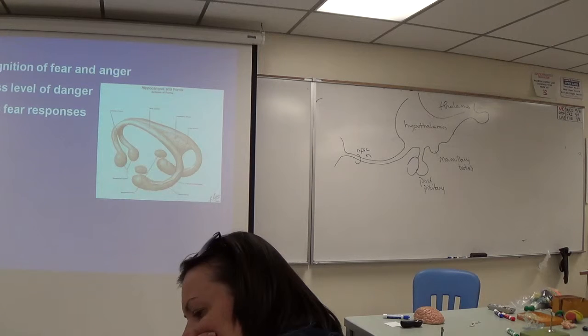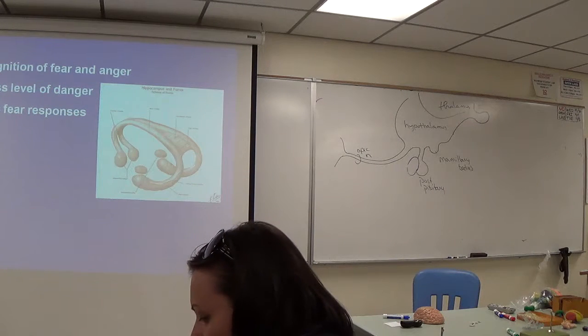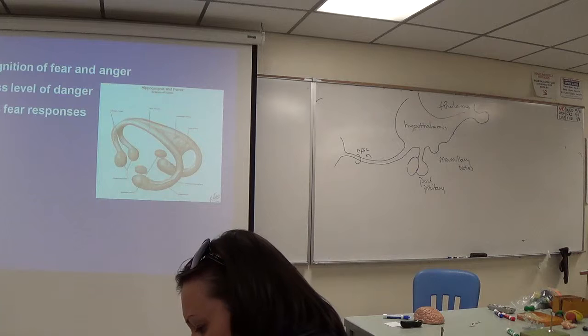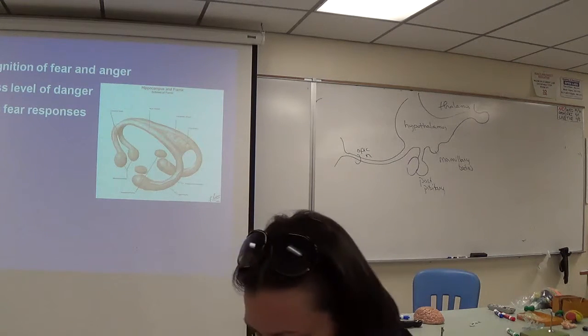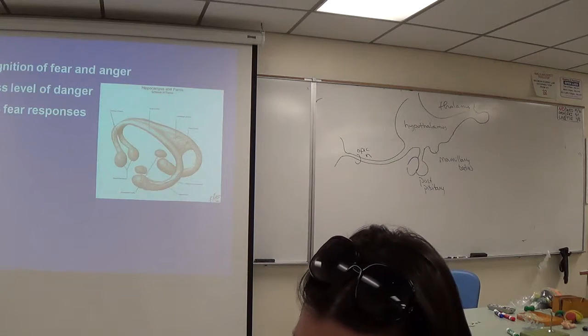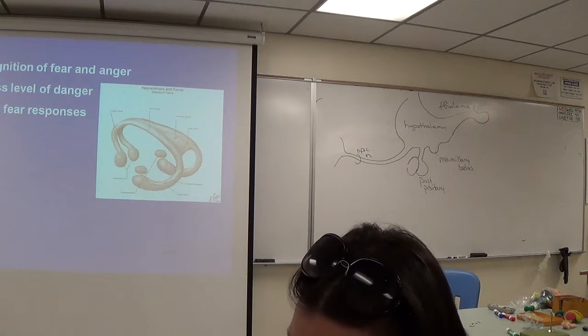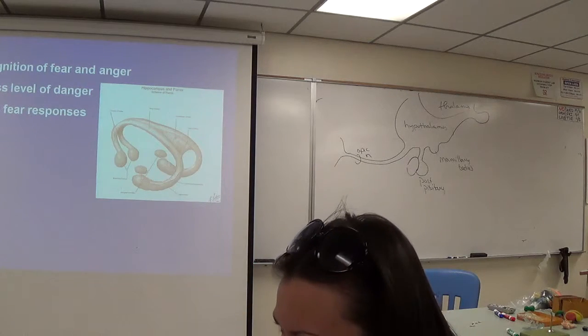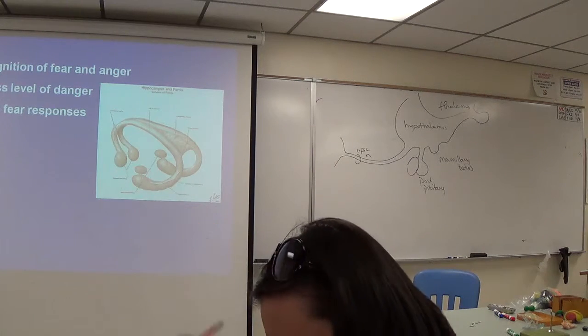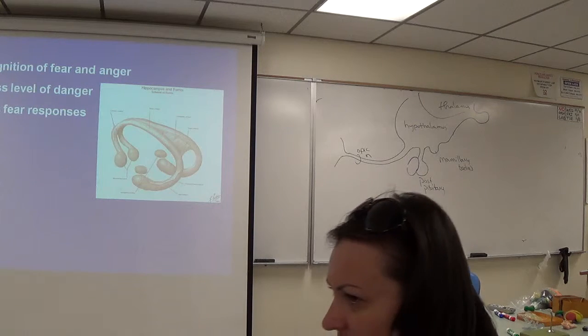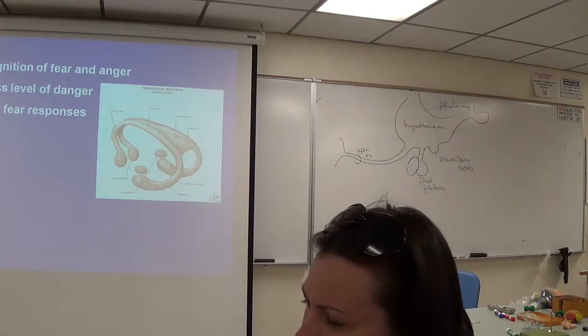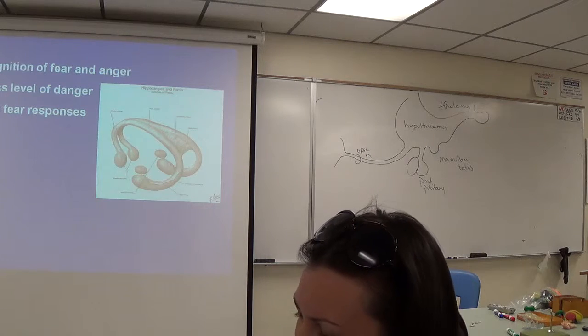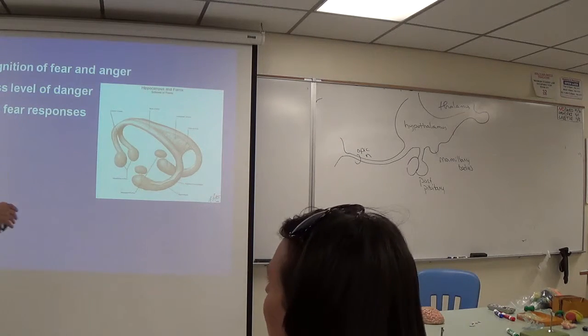So hippocampus, you're in the floor of the inferior horn, amygdala at the very front, the front wall of the inferior horn. And then white matter comes off the hippocampus, goes over the thalamus, lateral to the hypothalamus, and into the mammillary body. So we send a kind of resurfacing of information back and forth between the hippocampus and the mammillary body to form short-term memory. All right, so the amygdala, recognition of fear and anger, assesses the level of danger, elicits fear responses.